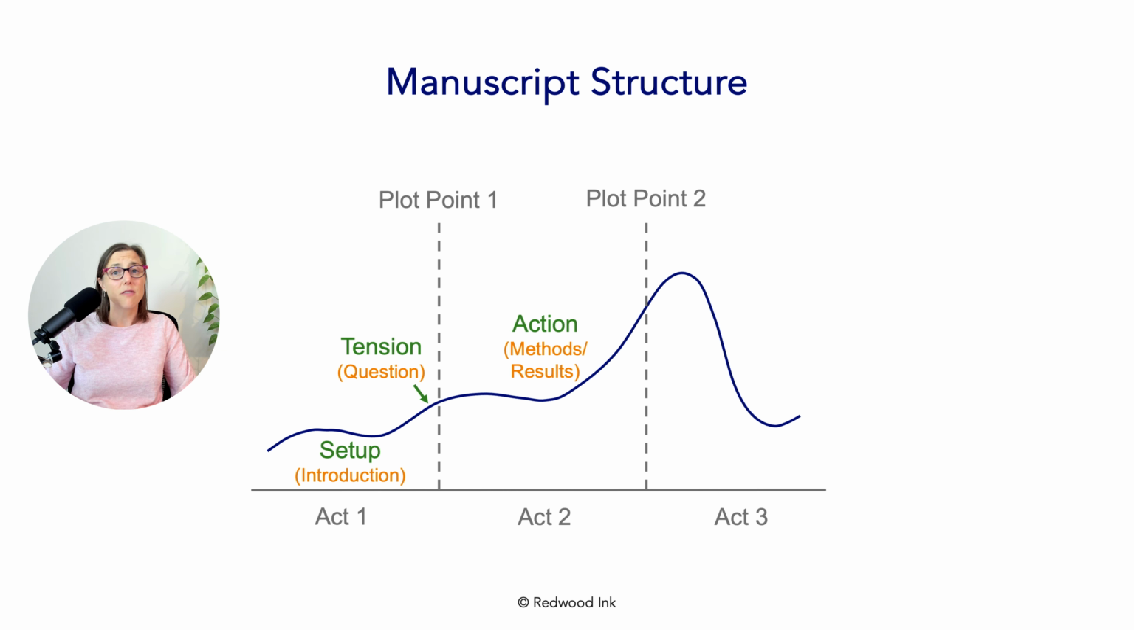Then, at the end of the results, or Act 2, readers know the study findings, but they may not clearly understand whether the findings answer the study question. And this moment creates a cliffhanger that engages readers so they want to keep reading into Act 3. Then Act 3 starts with the climax, which is where you summarize your key findings and state how they answered the study question. This relieves the tension that is created at the end of Act 1.